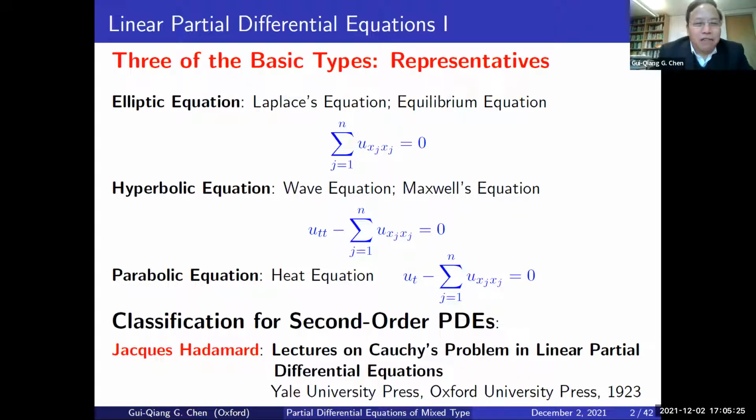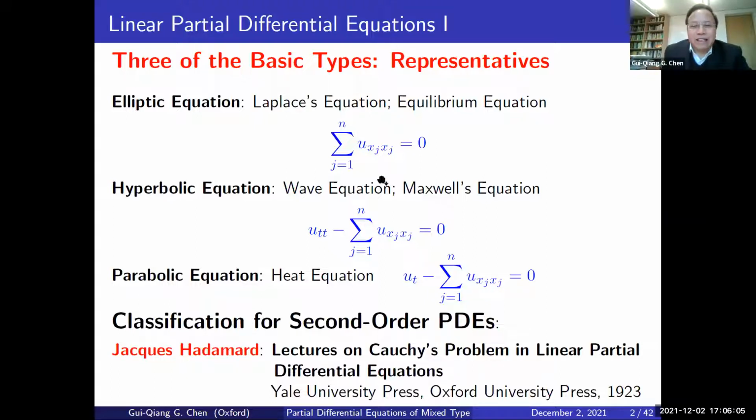Then the representative of the hyperbolic equations is the wave equation, or Maxwell equations, which take this form, describing wave propagation. And the representative parabolic equation is the heat equation with this form. So these are three different types of equations, but they are connected, not really separated. For example, the solutions of elliptic equations are steady state solutions of the wave equation and heat equation.